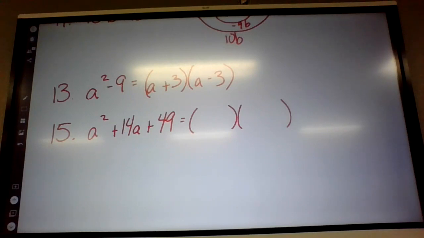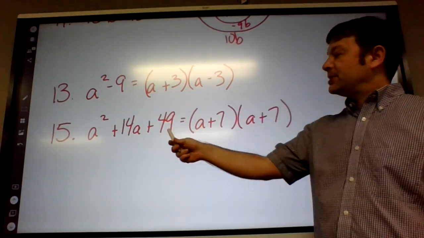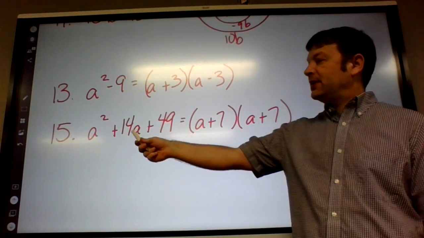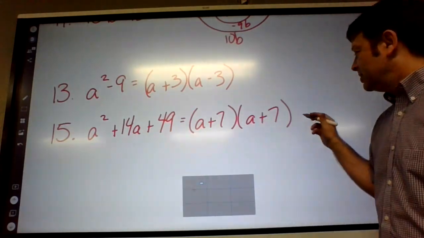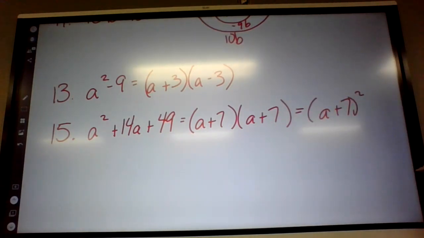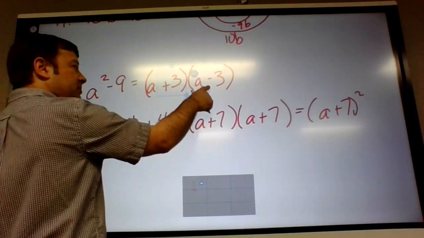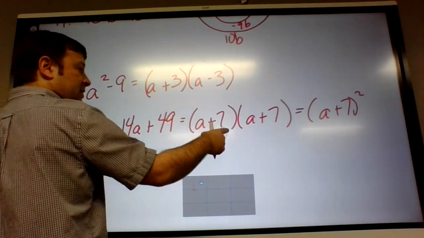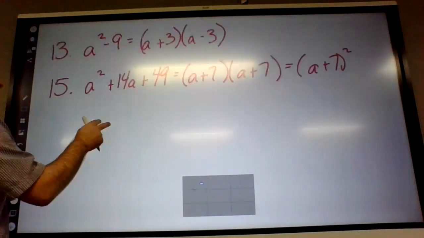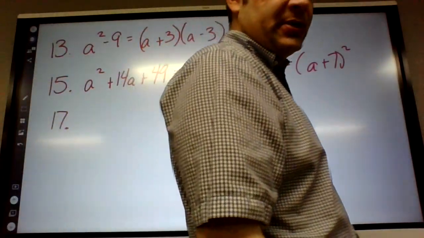You would do A plus 7 and A plus 7. Okay, yeah. 7 times 7 is 49, and 7 plus 7 is 14, so 7 and 7. They said it was special because it's like A plus 7 squared, I guess. Notice these are not the same. These two have a plus and minus on 13. 15 was just basically normal 3-term factoring. Just happens to be twins.